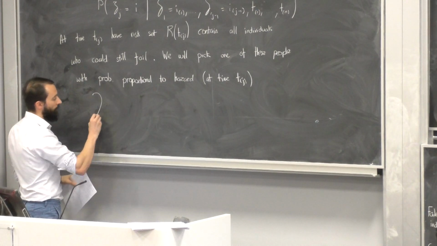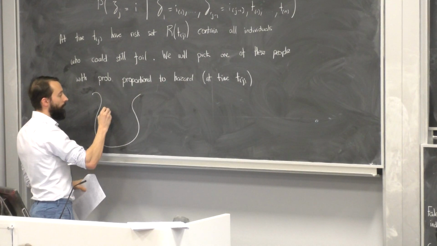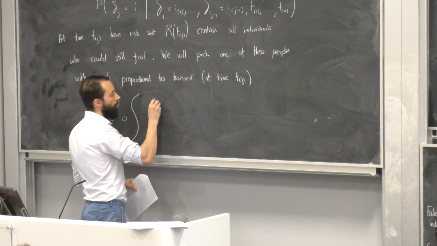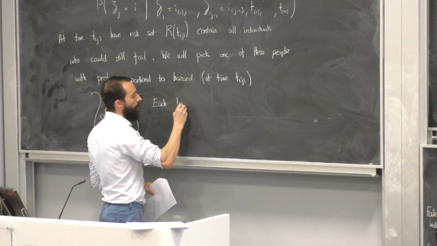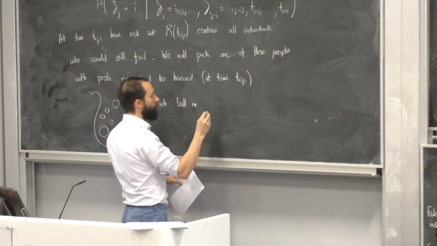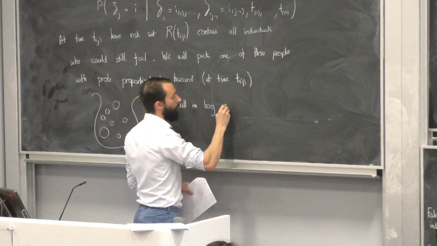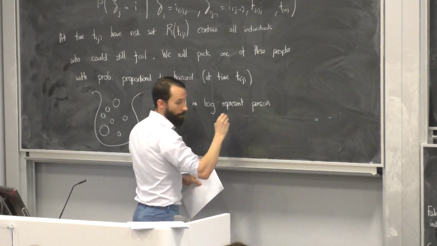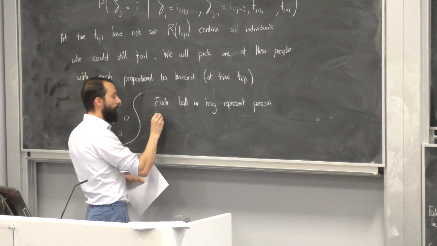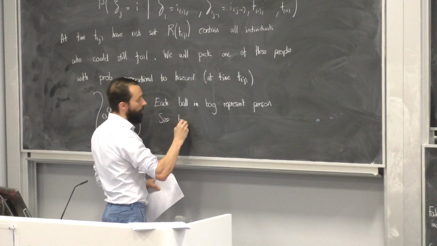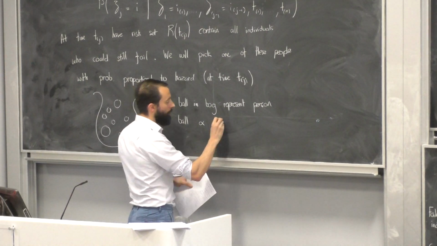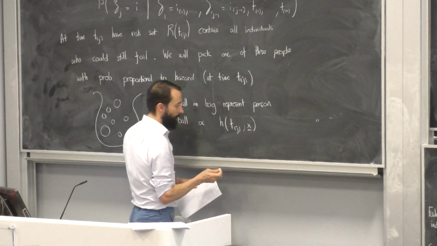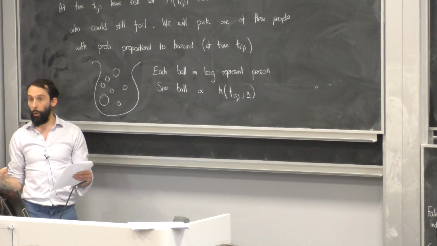So I can think about this basically as there being a big bag with people in. Each ball in my big bag is going to represent a person. The size of the ball is going to be proportional to their hazard, so their instantaneous risk of failure at that time. And I'm going to be more likely to pick a bigger ball.